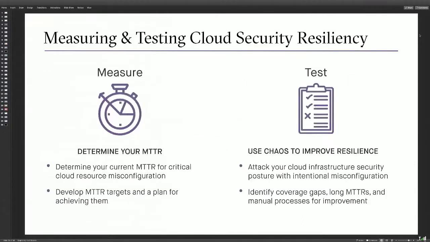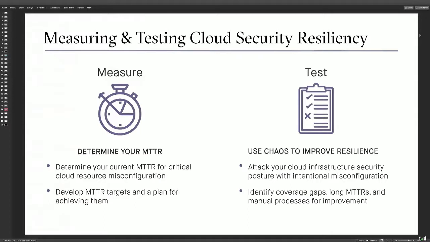So this is how we recommend you measure and test your cloud security resiliency. And I want to take just a moment to talk about what we mean by resiliency. Netflix made chaos engineering famous, right? Chaos engineering in the Netflix model is they have a tool called Chaos Monkey, and Chaos Monkey goes out and breaks stuff, kind of randomly breaks stuff.